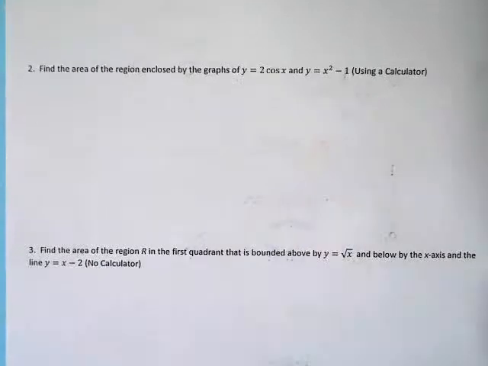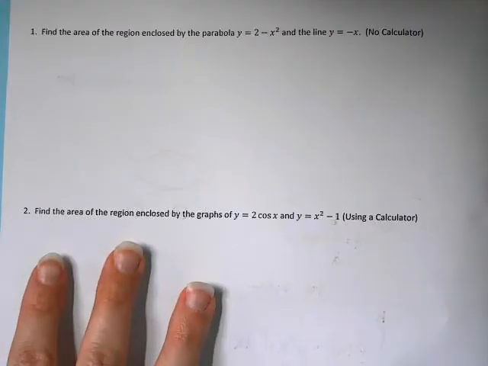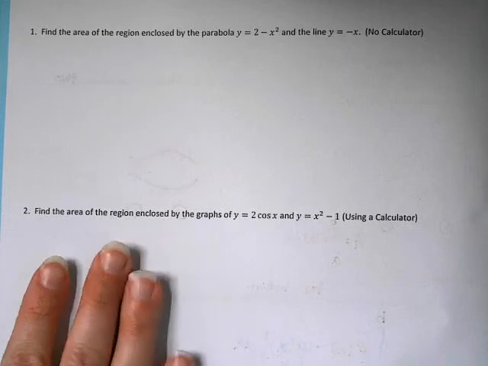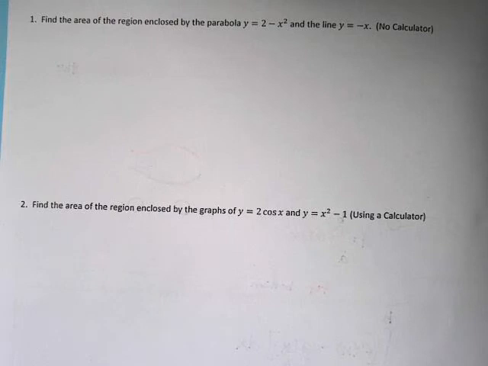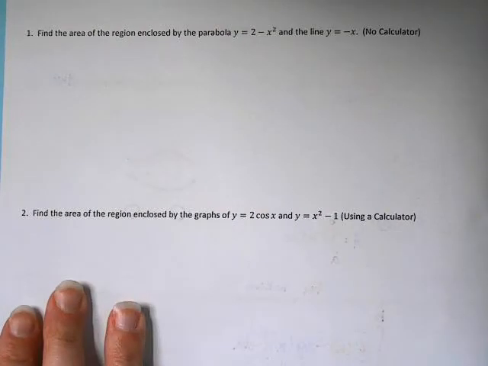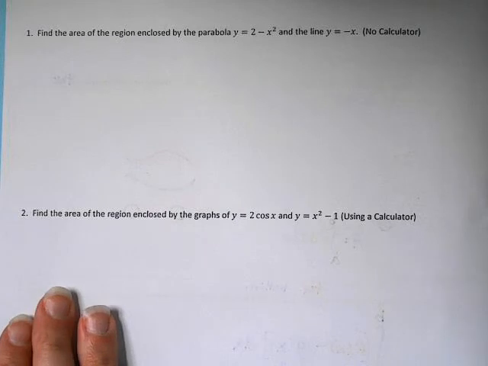Okay, so number 1 says find the area of the region enclosed by the parabola y equals 2 minus x squared and the line y equals negative x. And this is a no calculator question. So the first thing that we have to do, regardless of if it's a calculator or no calculator question, is figure out what this graph looks like. So you have to draw yourself an accurate graph. It's not an option, it has to be done correctly.